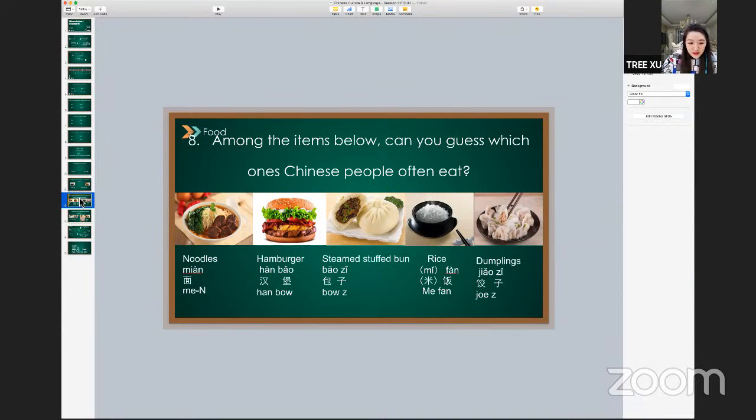Among the items below, can you guess which ones Chinese people often eat? 面、汉堡、包子、米饭、饺子。Because for now you already know two: 面和米饭，面 noodles，米饭 rice.